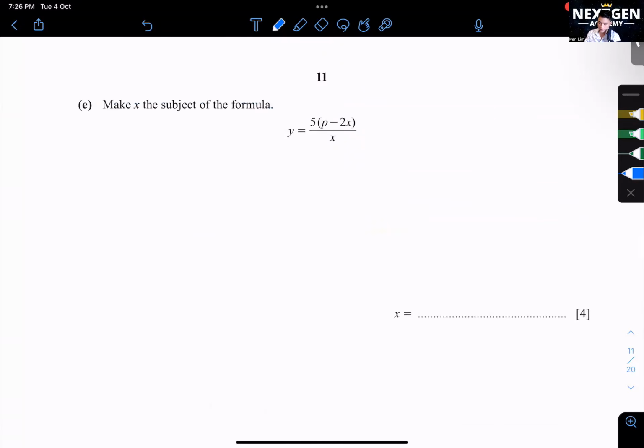Question E, make x the subject of the formula. You see there is x on top also. So we cross multiply first. Then we open out the bracket, 5p minus 10x. Both with the x terms, we put on one side. So xy plus 10x equals 5p. Then we factorize the x: x times y plus 10 equals 5p. x will be equal to 5p over y plus 10.